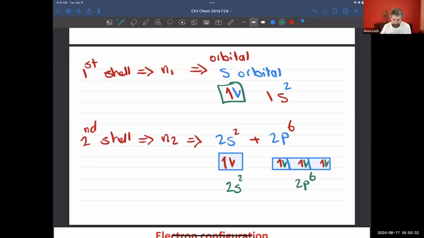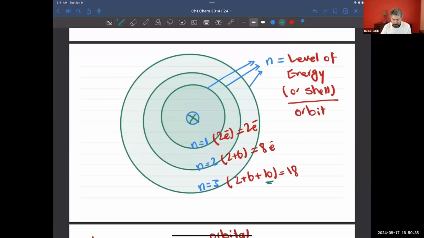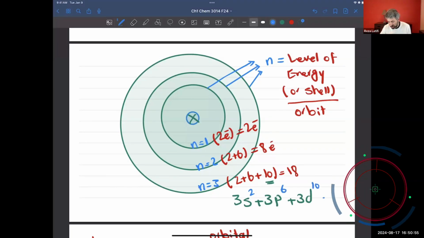And why do I have 10 electrons here? I get those 10 electrons because when you start the third layer, you're going to have the 3s orbital plus 3p and 3d orbitals. The 3s can accommodate 2 electrons, 3p 6, and 3d 10 electrons, and that totally will be equal to 18 electrons.